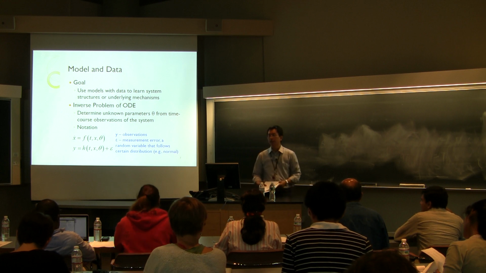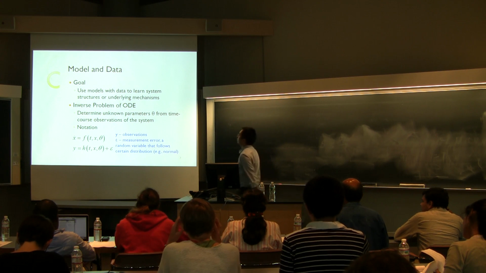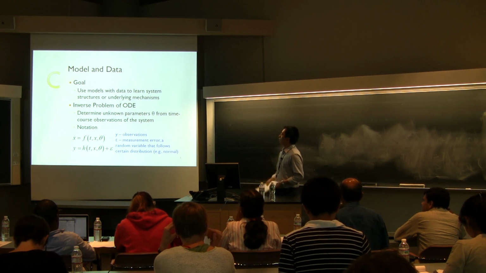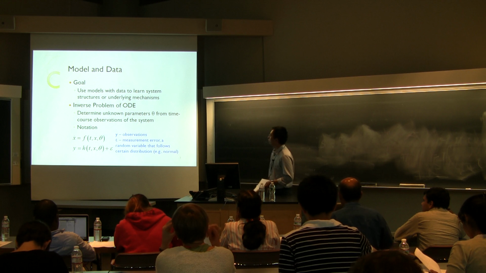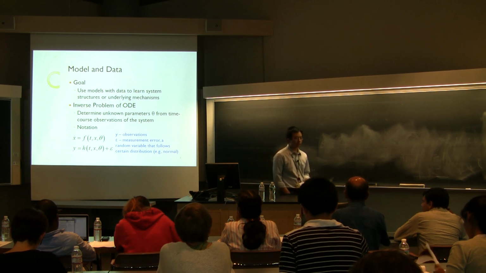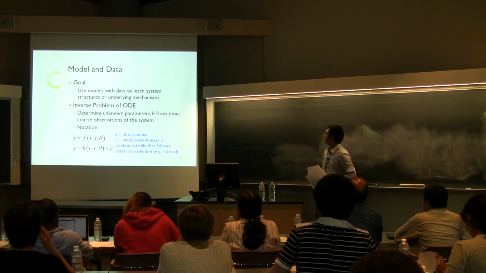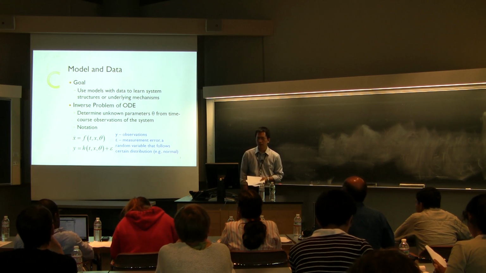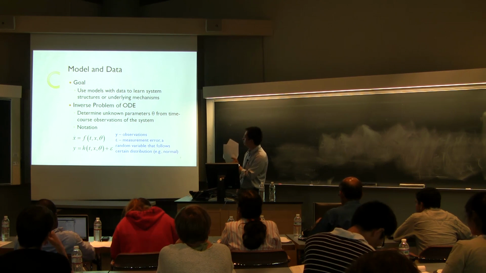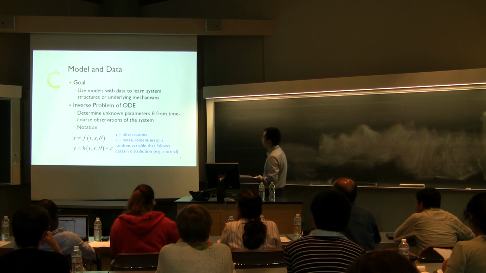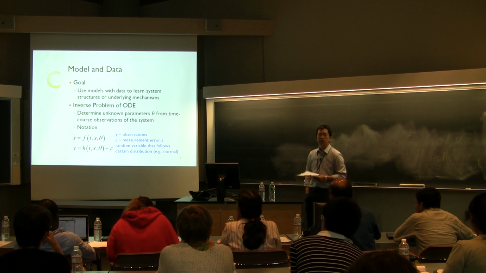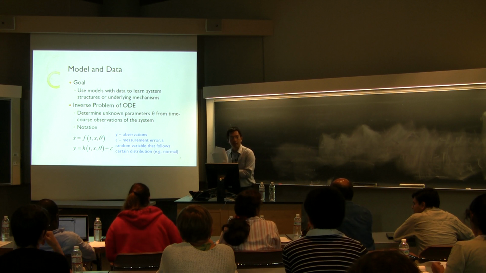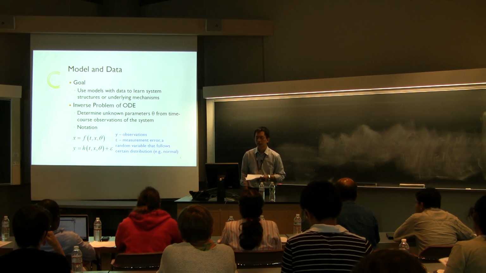Before I go to the technical details, I would like to talk a little bit about the model and data. We know the goal of using models and data is to figure out the system structure, or the underlying mechanisms. To do that, you usually need to solve the so-called inverse problem of ODE, which means you have to determine unknown parameter values from usually time course data for a given model structure.